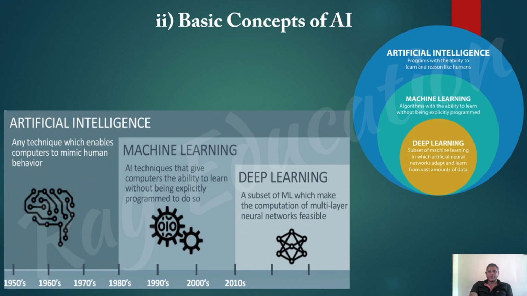Next one, we are going to step into the second topic. It is known as the basic concept of AI. In the basic concept of AI, we are going to see three things. One is artificial intelligence, second one is machine learning, and third one is deep learning.